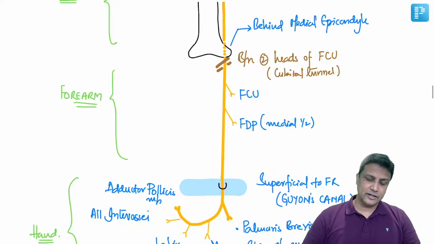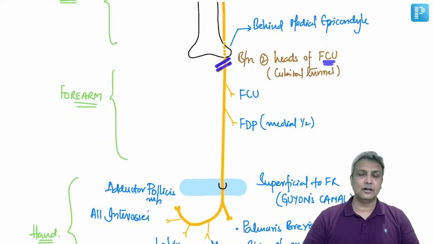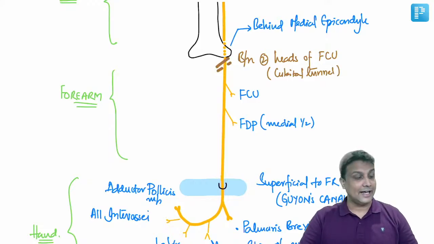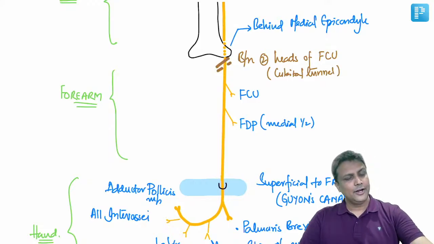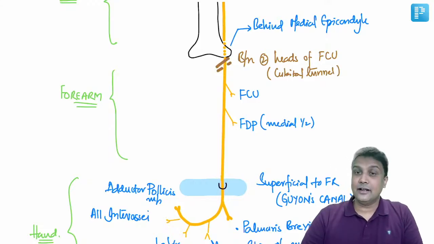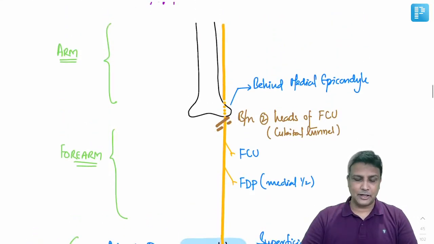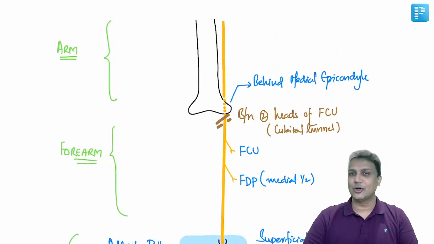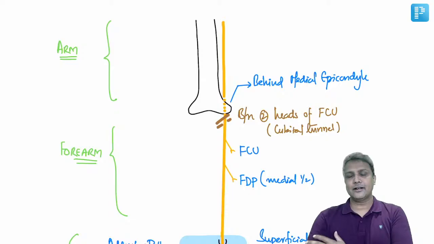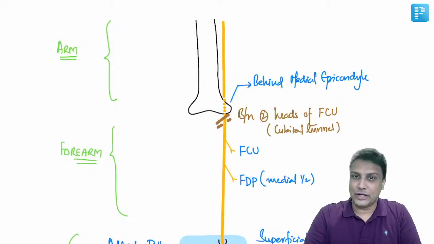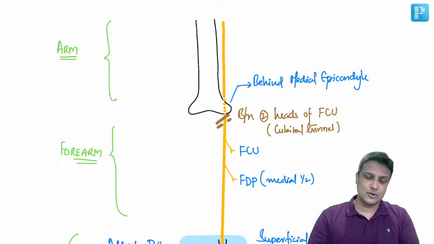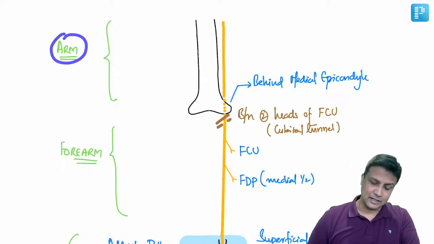And it is going to enter into the forearm passing between the two heads of a muscle, and that muscle will be the flexor carpi ulnaris. Now, will the ulnar nerve supply any muscle in the arm? Remember, it is not going to supply any muscle in the arm. I told you the golden rule very clearly. Anterior compartment is taken care of by the musculocutaneous nerve, and the posterior compartment is taken care of by the radial nerve. So in the arm, it is not supplying any muscle here.